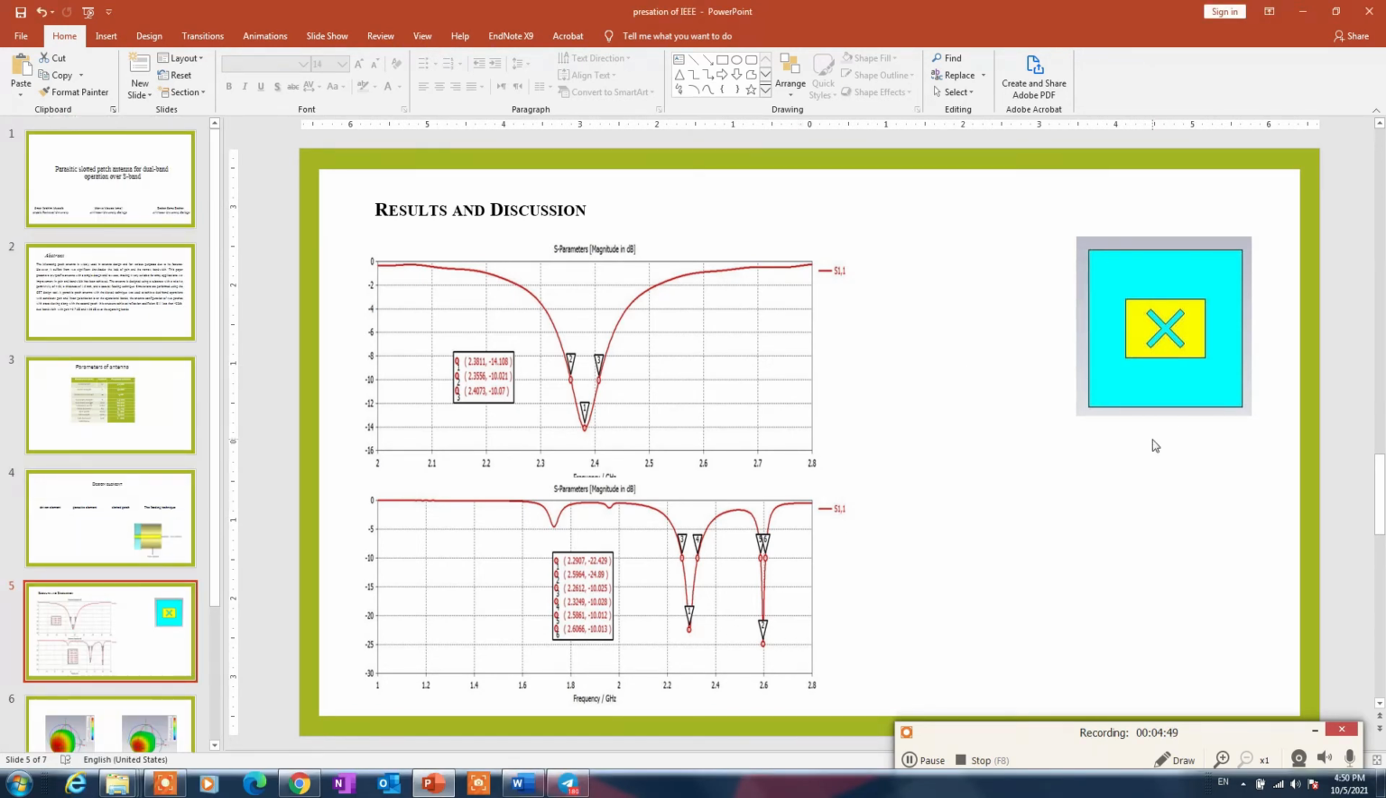And after we added the parasitic element, as you can see, we achieved dual band operation, and the impedance bandwidth is increased. The S11, as you can see, is less than -20 and less than -25. This is the S11 results.